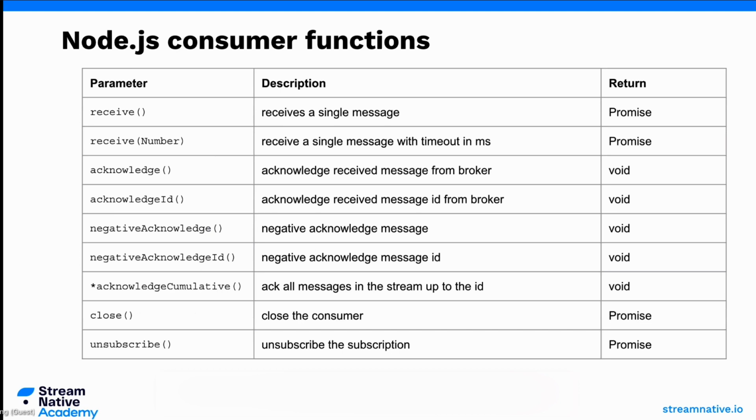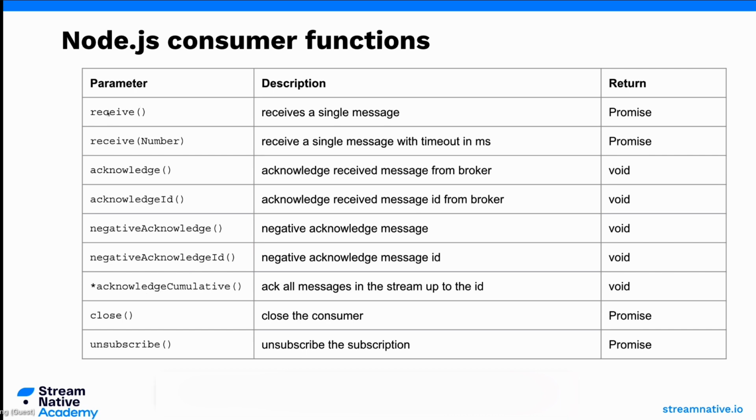Next, consumer, right? The same logic: functions and properties. We'll talk about functions first. There are more functions coming up. You see acknowledge cumulative, right? So you can do batching acknowledge. This is a new function. So let's go back to the first one.